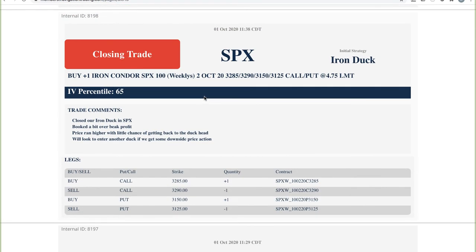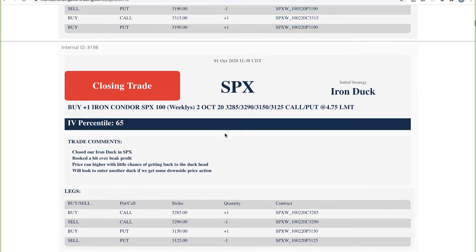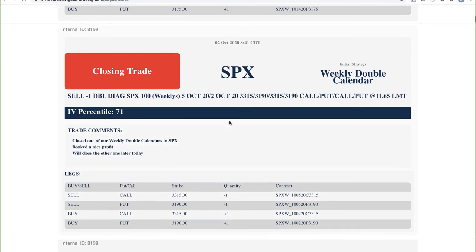Okay, so SPX, we had another iron duck that we closed out, booked another beak, actually a little bit over beak profit on this one with price running higher. And it was great timing because then the next day, this morning, market flushed lower and we added a new one on. So worked out well on those iron ducks.